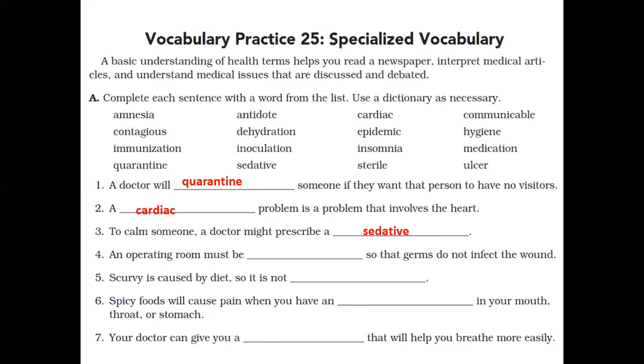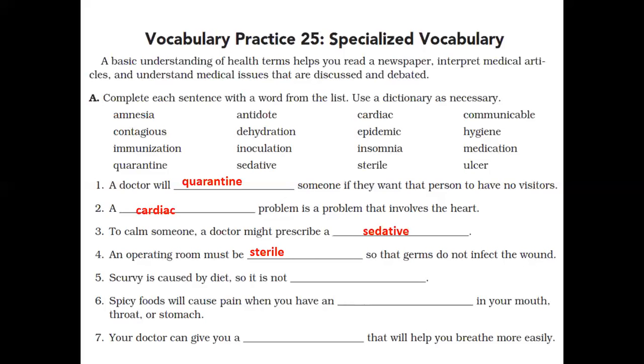Number four is an operating room must be dashed so that germs do not infect the wound. So an operating room must be what? Where the operations are done, it must be free of all the germs. There should be no germs. So anything that has no germs is what? Sterile. Excellent, Tala. Very good.